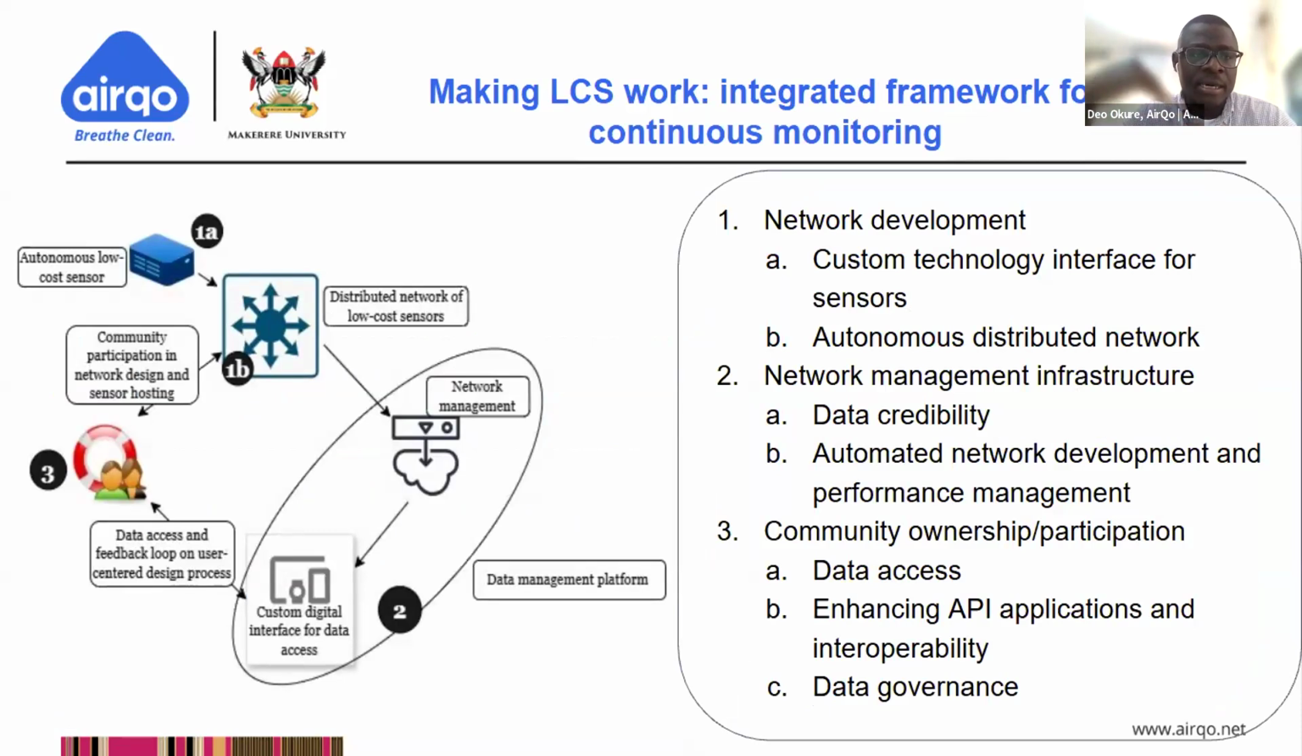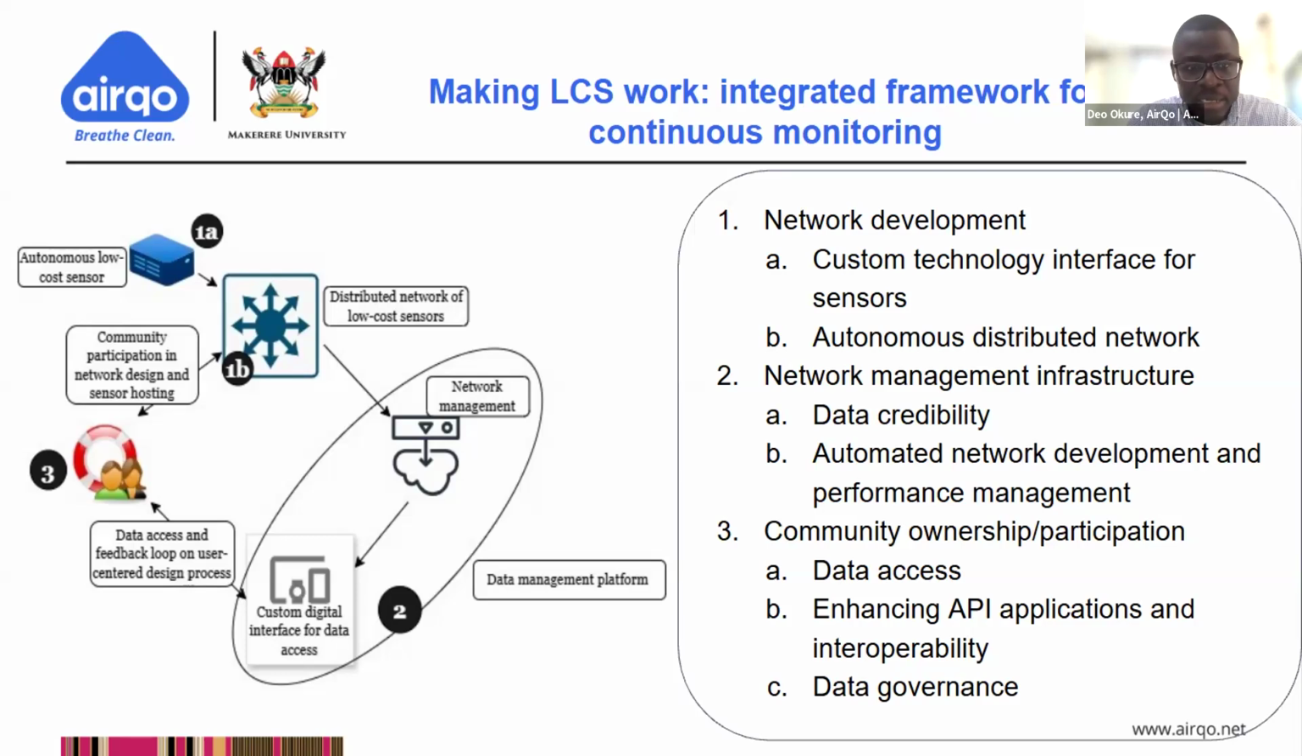This has three interconnected tenets. One is the network itself, what you know as the physical network, comprising autonomous sensor boxes and also a distributed sensor network. So that's the first step, and these are all very interconnected. Secondly, which is very critical, is data management, which has to do with data credibility, that's quality assurance, and also ensuring that the process of managing the network is fairly automated, with digital platforms as strong enablers to do that.